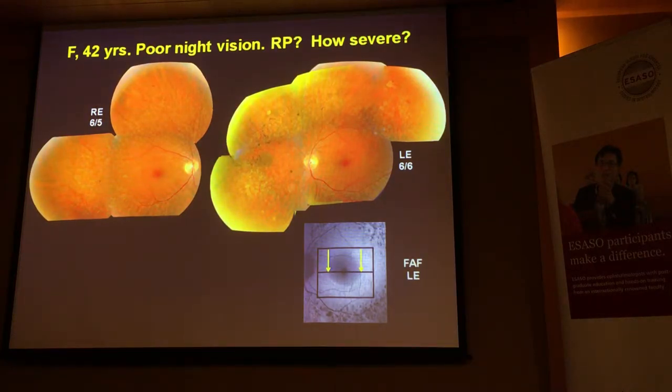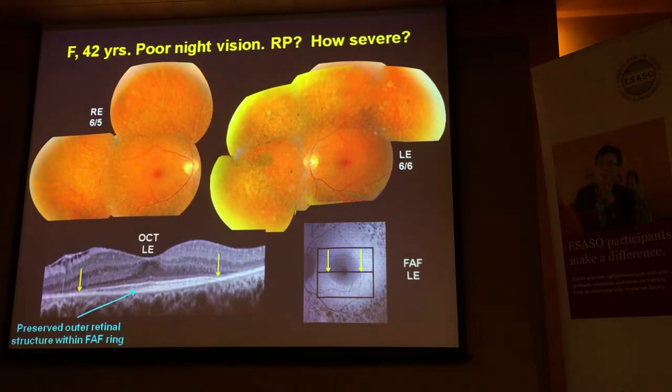We can do autofluorescence imaging. If you do autofluorescence imaging, you see there's a ring of increased hyperautofluorescence surrounding the fovea, which some of you may know, where I worked at Moorfields in the Institute of Ophthalmology, we devised this test originally. So I've been working with autofluorescence since 1995. And when we first started seeing it, we had no idea what the ring meant. And we actually used electrophysiology, varying sizes of pattern ERG, to show that within the ring, function is preserved, outside the ring, function is lost.